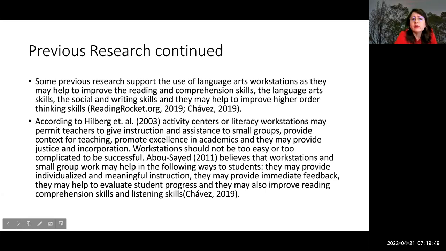Some previous research supports the use of language art workstations, as they may help to improve reading and comprehension skills, language art skills, social and writing skills, and they may also help to improve higher order thinking skills, okay? According to Hilbert et al. 2003, activity centers or literacy workstations may permit teachers to give instruction and assistance to small groups, provide context for teaching, promote excellence in academics, and they may provide justice and incorporation. However, workstations should not be too easy or too complicated to be successful.